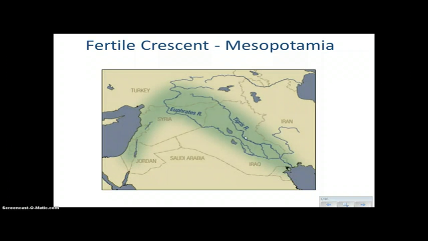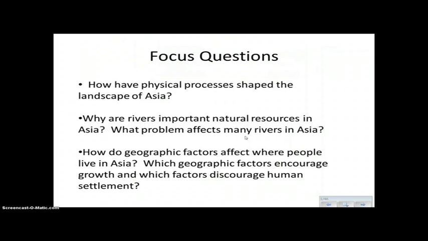The Fertile Crescent refers to an ancient area of fertile soil and important rivers that stretch in an arc and covers Israel, Lebanon, Jordan, Syria, and Iraq. So pause the video now and please answer the question: why are rivers important natural resources in Asia, and what problem affects many rivers in Asia?